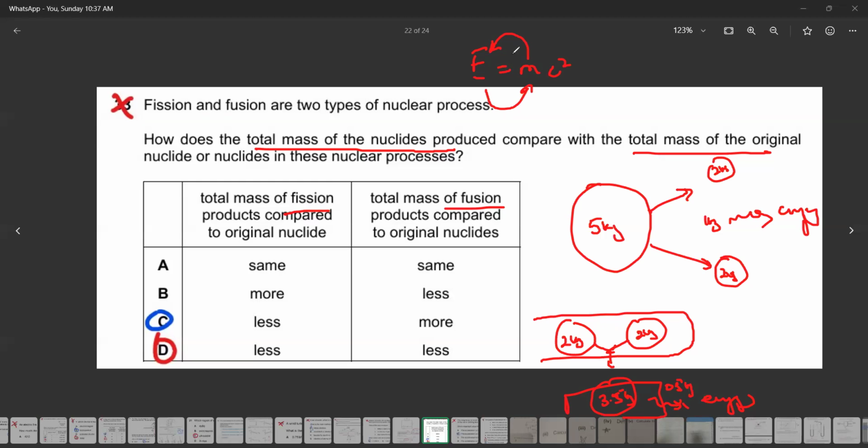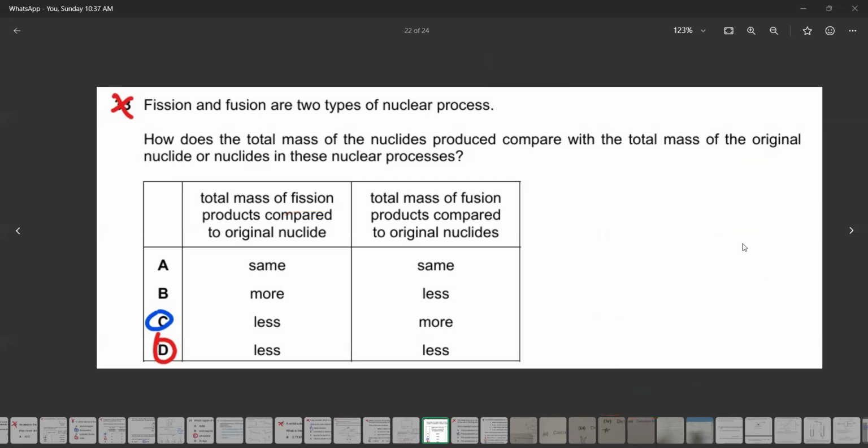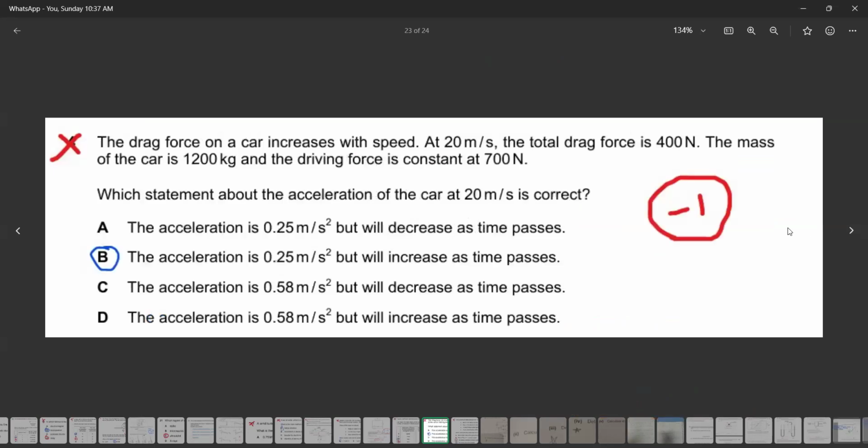Yes, same concept, relativity. That's right. The question was about the total mass, not individual atoms.